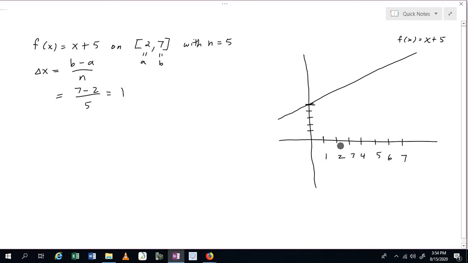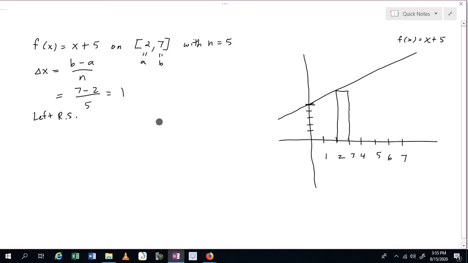Let's look at the picture of this. We're starting at 2. Each rectangle has a width of 1. So the first rectangle would go from 2 to 3. Now we have to determine the height of that rectangle, and the way we're determining it is we're doing a left Riemann sum. So we're going to pick the left endpoint in that interval, which is 2, and we're going to use that to determine the height of the rectangle on this interval. At 2, this would be the height of the rectangle right there.